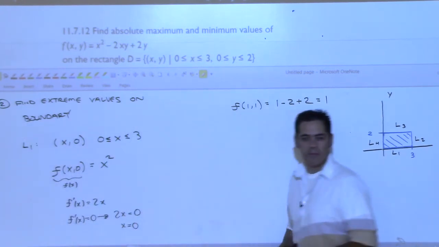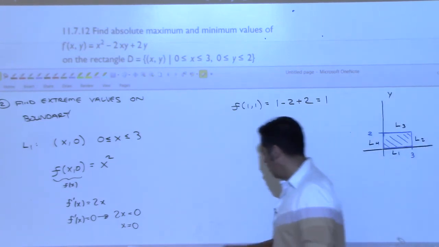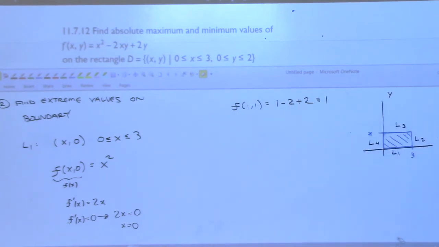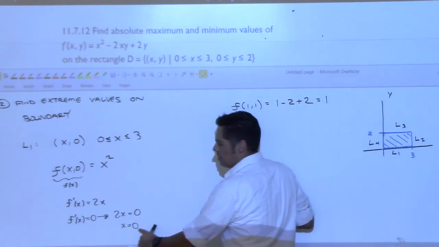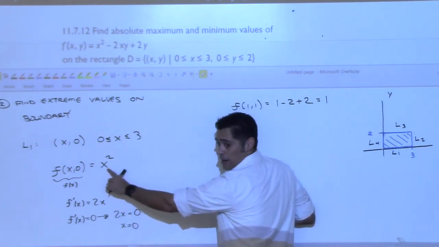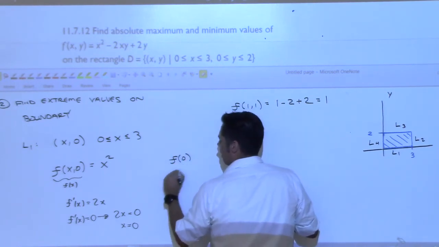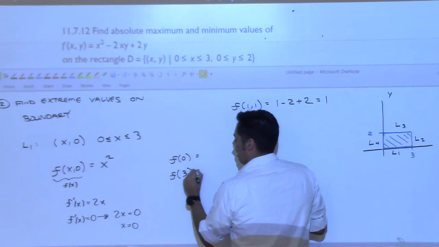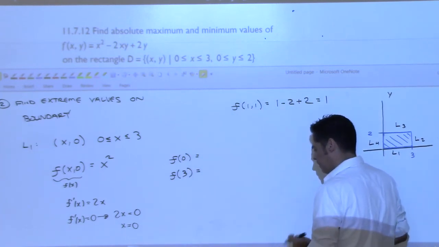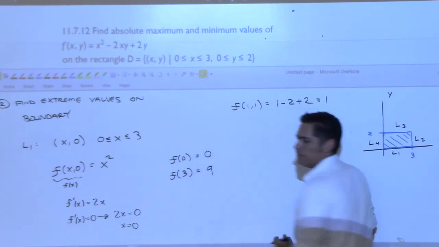Now what? We take 0 and plug it into the original function, and you said to include the endpoints as well. Perfect. So we evaluate at 0 and at 3. What do we get? 0 here and 9 here.